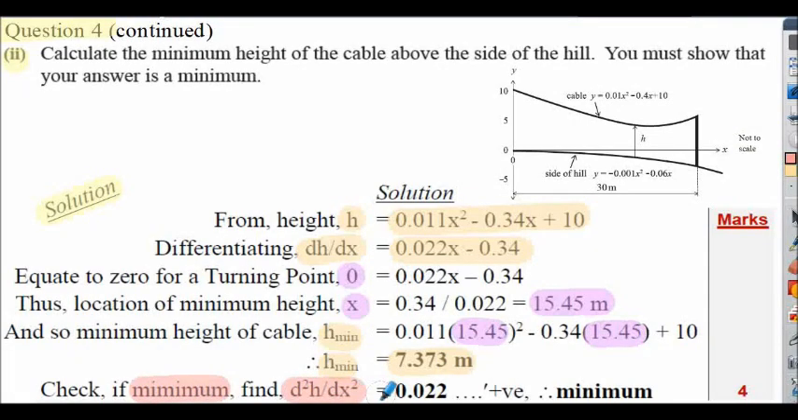So differentiate the equation again with respect to x. That becomes a positive value, and that relates to then a minimum turning point. So we have a minimum height h.